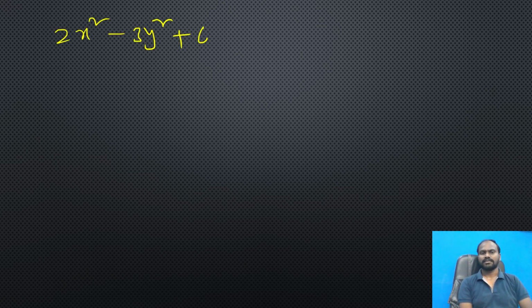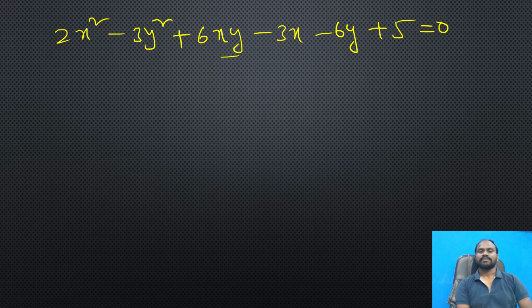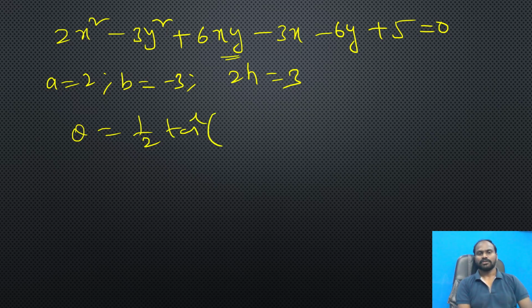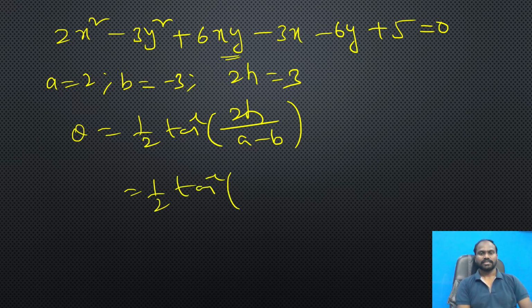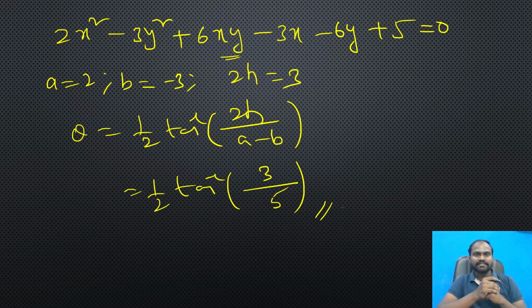Now, if we want to do a question, for example, I want to eliminate the xy term in 2x square minus 3y square plus 6xy minus 3x minus 6y plus 5 is equals to 0. So I will write a value is 2, b value is minus 3, 2h value is 6. So what is the formula of theta? Half of tan inverse of 2h by a minus b. So it is half of tan inverse of 6 by 2 minus minus 3, which is 5. So this is the answer, because we don't know the exact value of this, that's the reason we can leave it like this. In this way we can solve.